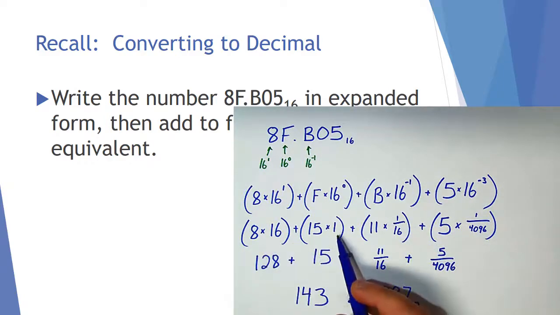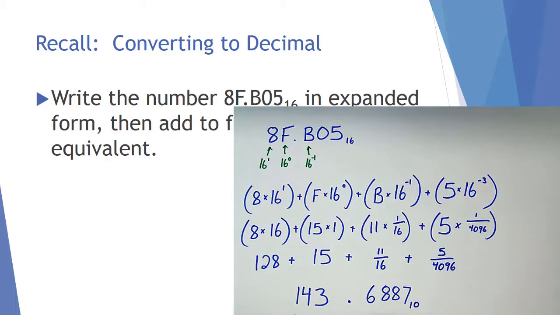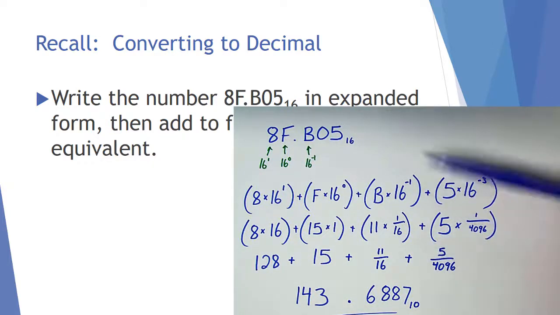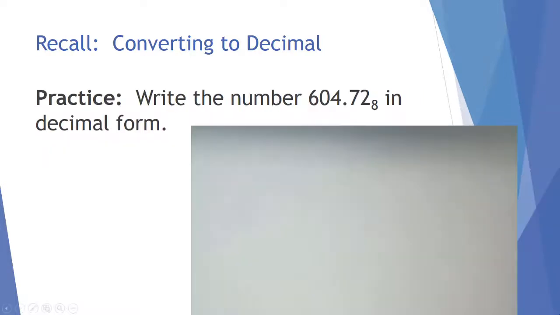8 times 16 plus 15 times 1 turns out to be 143. There's our integer part of the number. And 11 times 1/16 is 11/16. 5 times 1 over 4096. This is definitely calculator work, and that turns out to be 0.6887 rounded off to 4 decimal places, and we've converted that over to base 10. So we already know how to convert from any number base over to decimal. We do that by expanding.